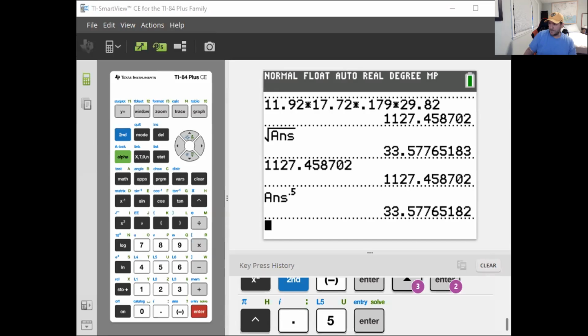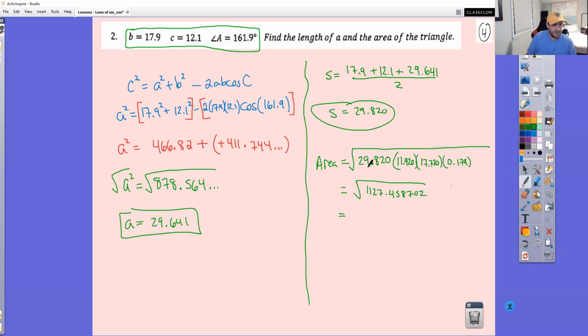Here we go. So I'm getting 33.578. So there, we used Heron's formula to get that area.